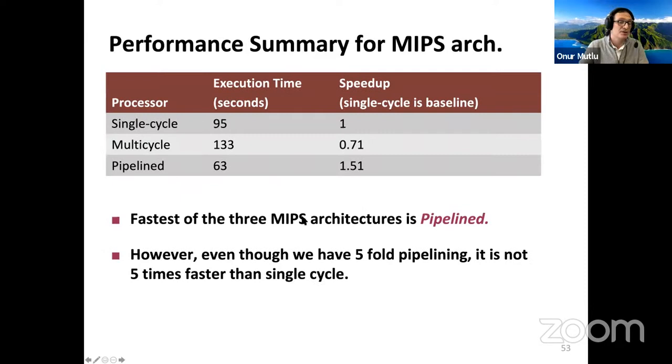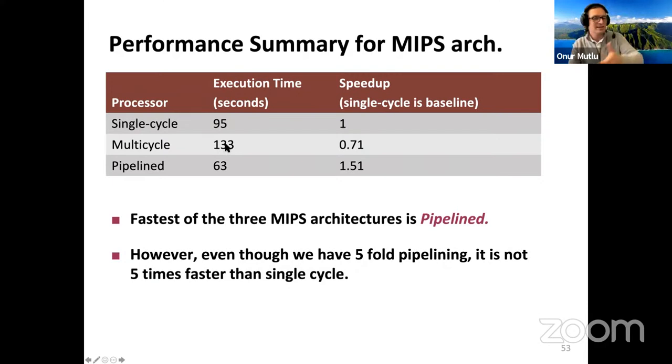Now compare this to the single cycle and multi-cycle performance evaluation that your book does. We didn't go through this in detail. I have actually put these in the backup slides. If you're interested, you can go through them, but it's not really necessary. You can read your book. If you've done the readings, you've probably seen this in your book. But basically, your book showed that the execution time in a single cycle processor is 95 seconds, and in a multi-cycle processor is 133 seconds, which is also not good, I think.